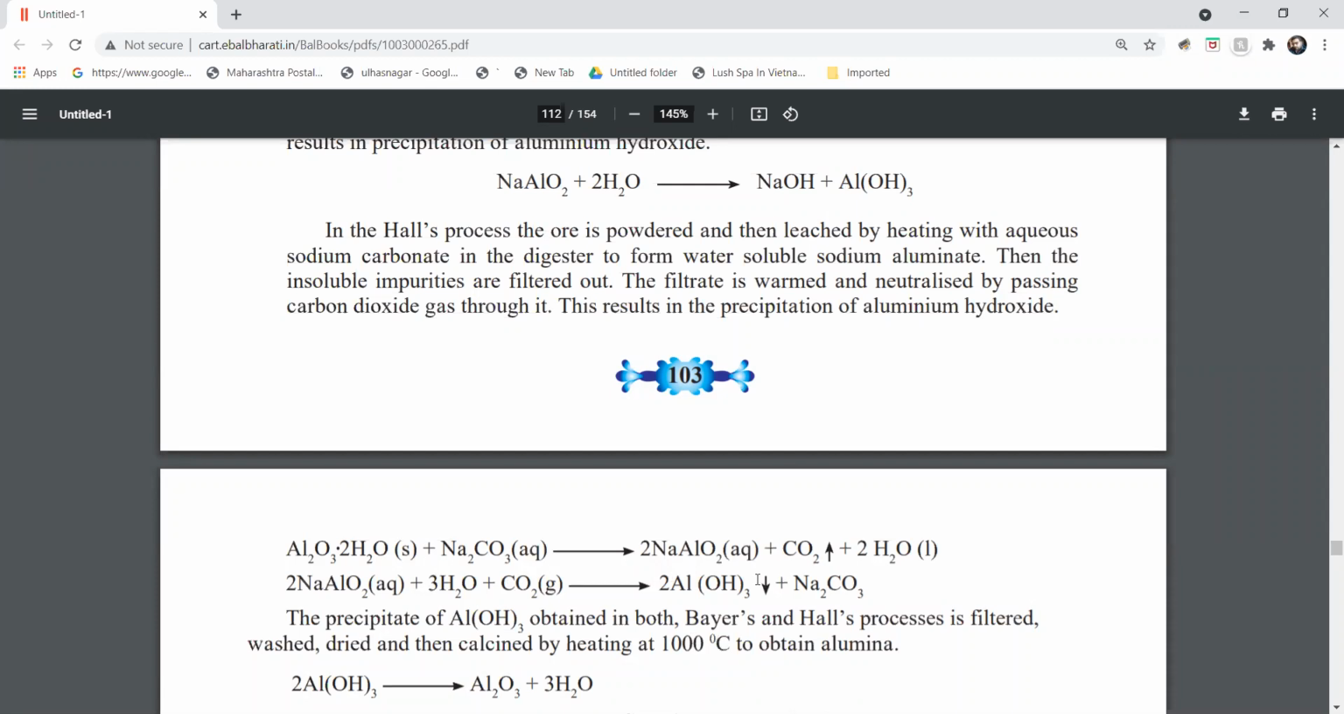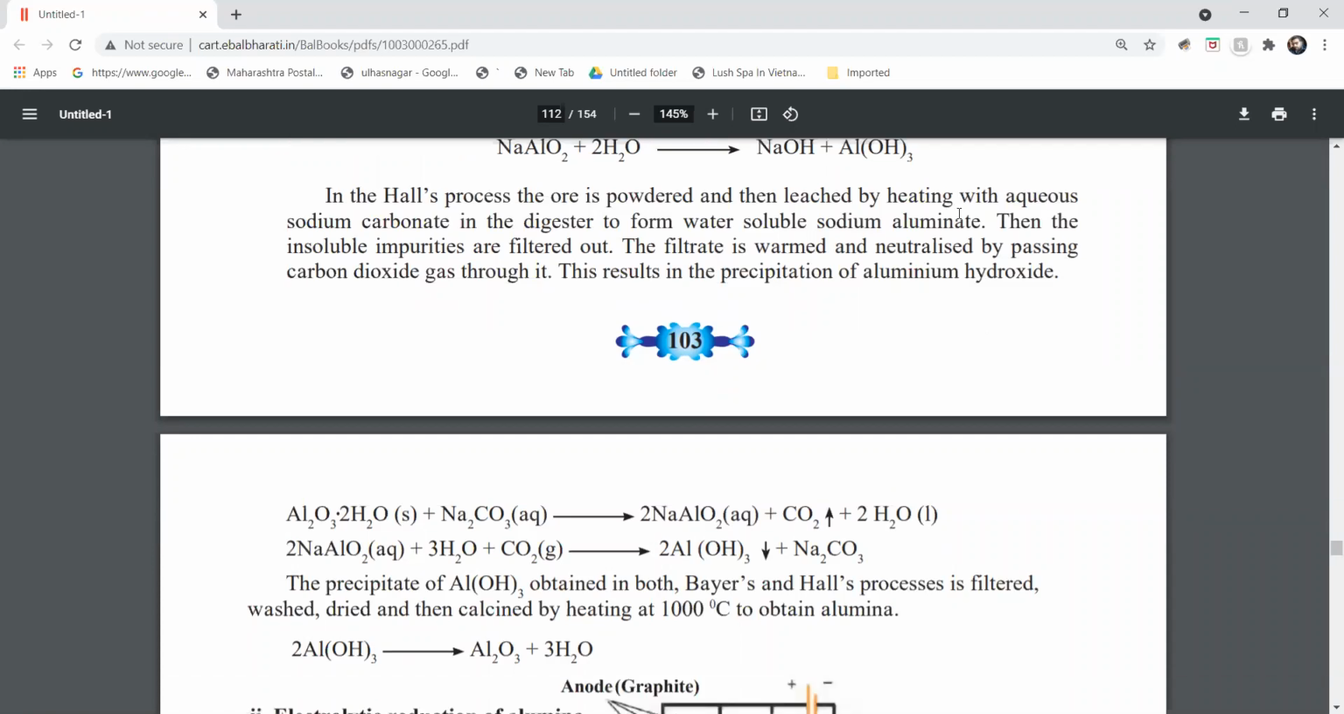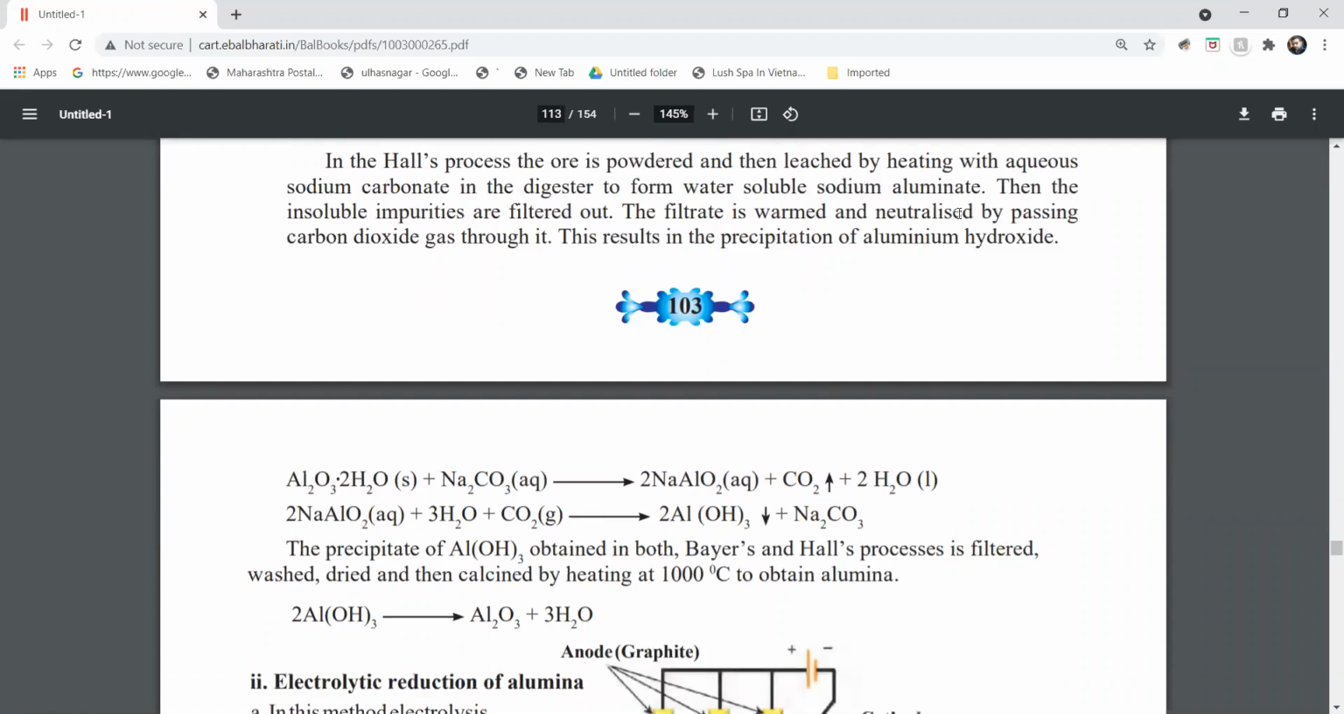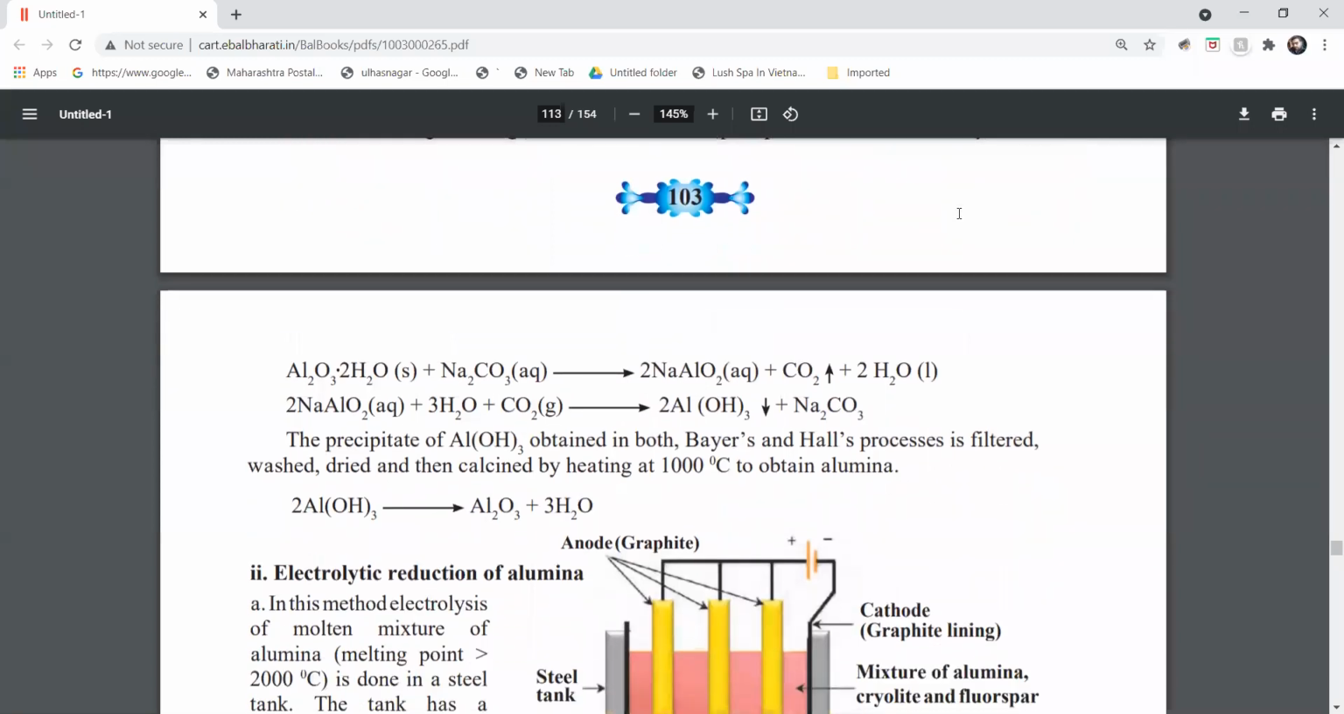So in both processes, we got aluminium hydroxide. In Bayer's process, we got aluminium hydroxide and sodium hydroxide was released. And in Hall's process also, we got aluminium hydroxide and sodium carbonate is released. This precipitate, which is obtained in both, is filtered, washed, dried, and then calcined by heating at 1000 degrees centigrade to obtain alumina. So as soon as we got aluminium hydroxide, we filter it, we wash it, we dry it, and then we calcine it. So how do we calcine it? We heat it at 1000 degrees, and that is how we get alumina.